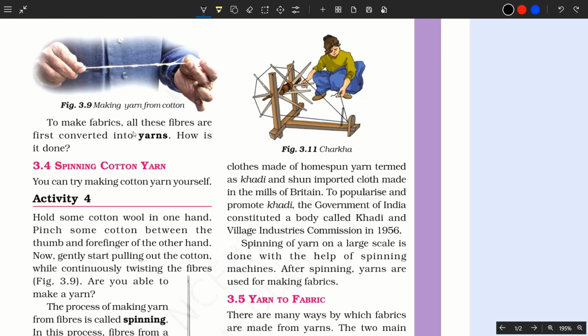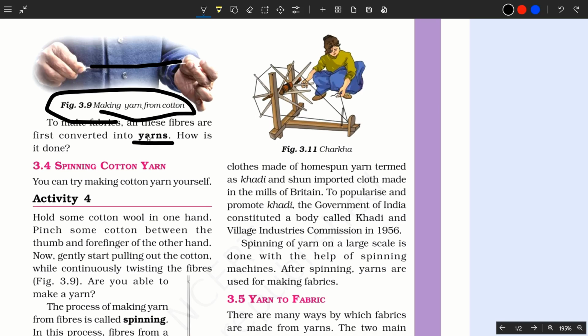To make fabrics, all these fibers are first converted into yarn. Whether it is cotton or jute or whatever cloth, it is first converted into a yarn, a thread-like structure, as you can see here, making yarn from the cotton. How it is done, we'll see in the next session.